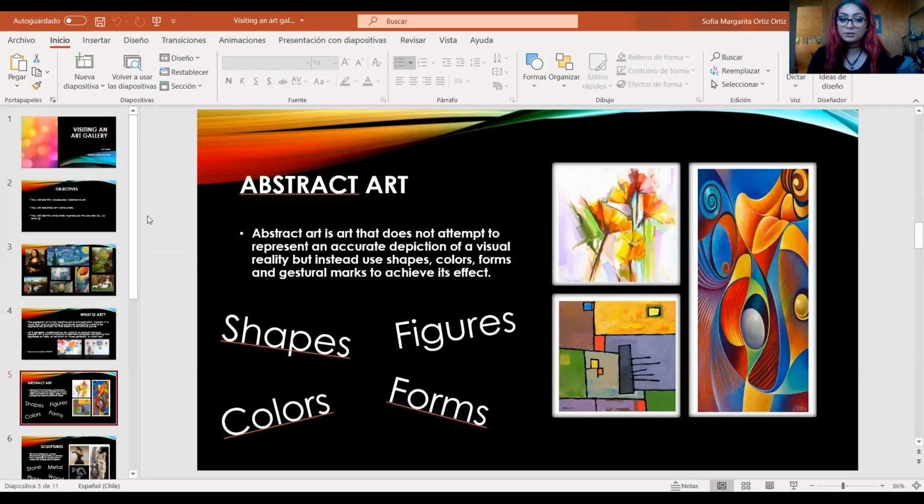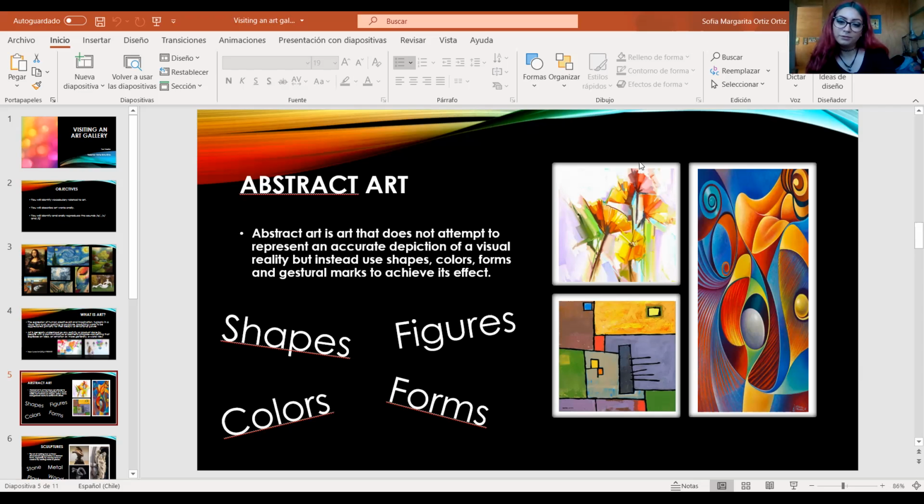We have abstract art, which is art that does not attempt to represent an accurate depiction of a visual reality, but instead uses shapes, colors, forms, and gestural marks to achieve its effect. So abstract art focuses on shapes, different figures, a lot of colors and forms, right?